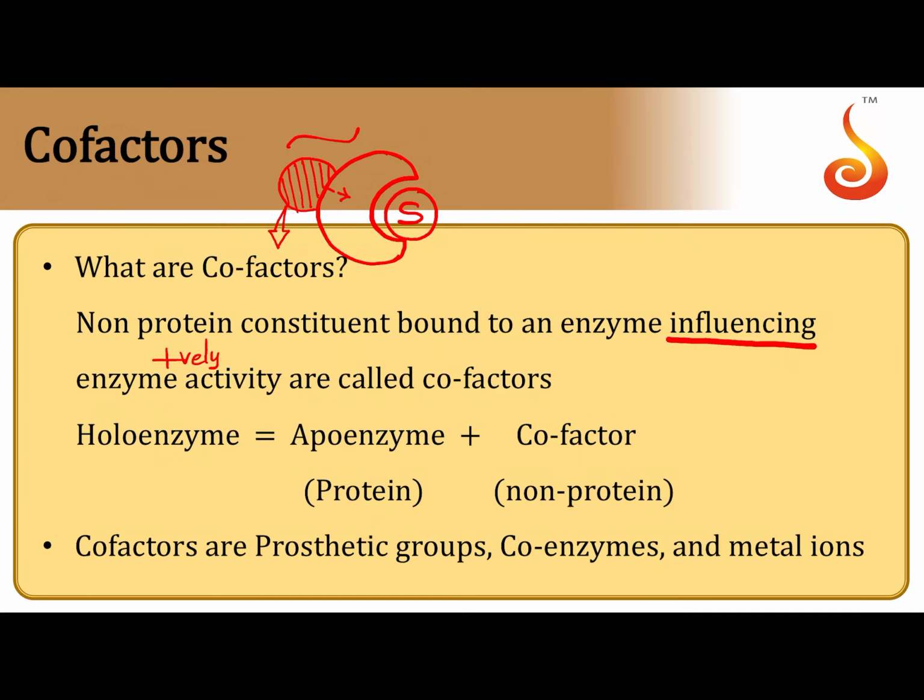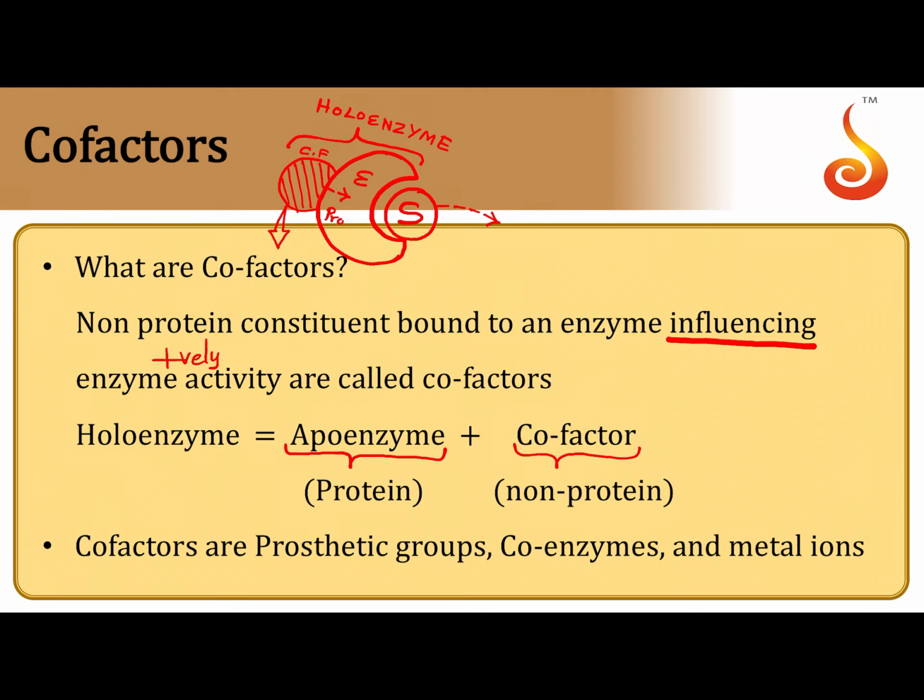The entire complex of the enzyme along with the cofactor. Now don't consider the substrate. I just showed you the substrate for your understanding. The enzyme and the cofactor together are referred to as the holoenzyme. The entire complex is referred to as the holoenzyme. If you were to consider the enzyme alone, we will call it the apoenzyme, and of course the other component is referred to as the cofactor.